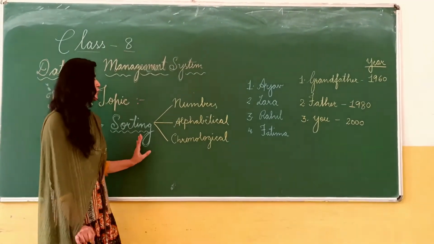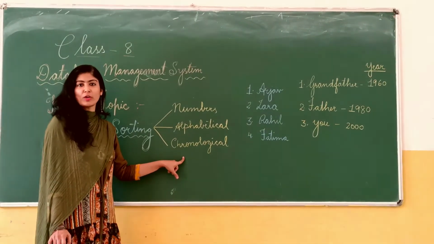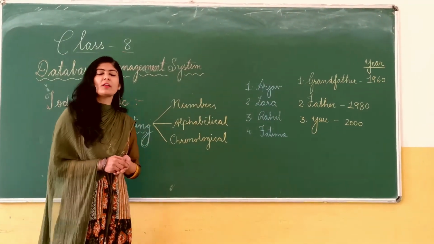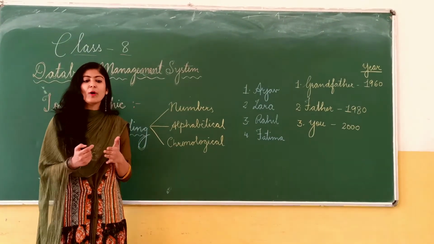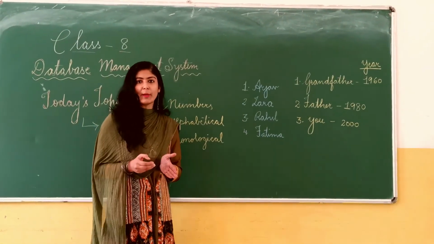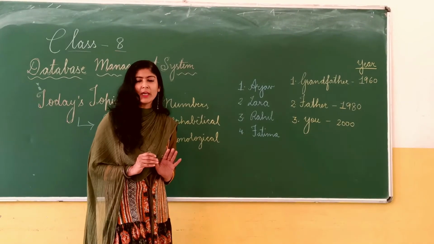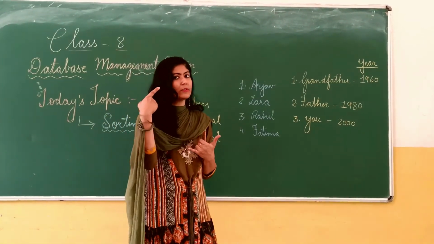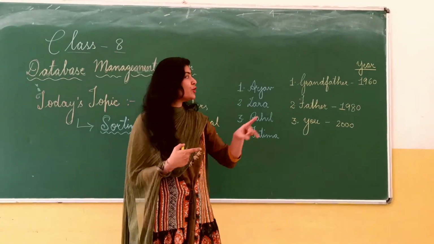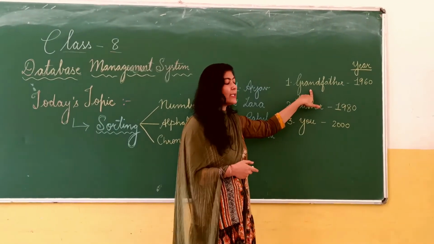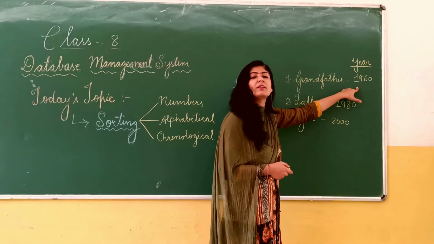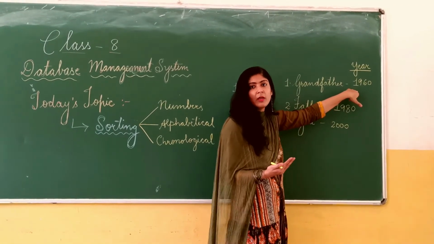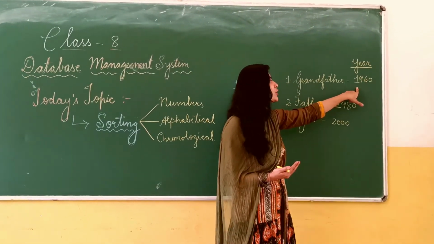The third type of sorting is chronological sorting. This kind of sorting is applied on the year. Let's take the example. You have a family of 5 members or let's say 3 members. Okay. So whose date of birth or the date of year will come first? Your grandfather. Take the example. Let's say he was born in the year 1960. So when we are arranging it as a chronological sorting, he will be at the top place.